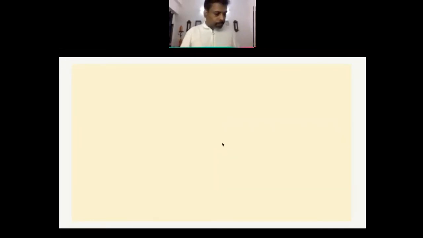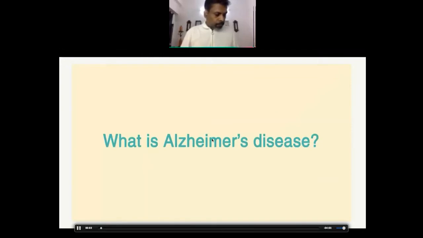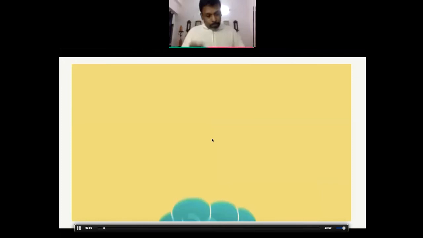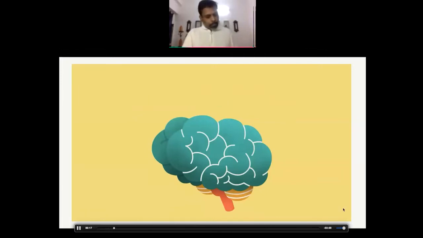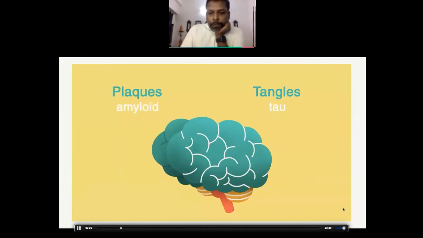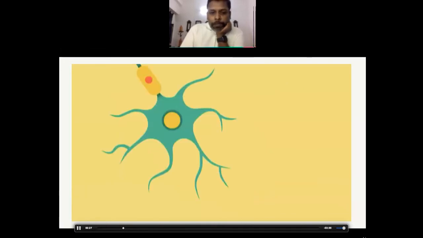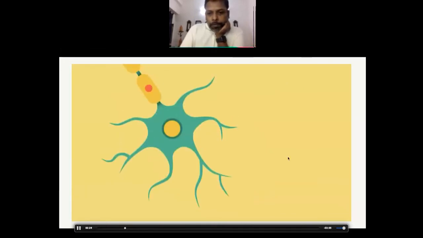What is Alzheimer's disease? Alzheimer's disease is the most common cause of dementia and also the best understood. Alzheimer's disease is thought to be caused by the formation of abnormal deposits of protein in the brain. These are called plaques and tangles, and they are made up of two key proteins, amyloid and tau.